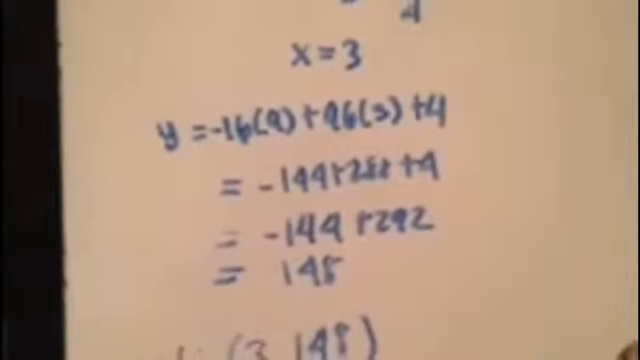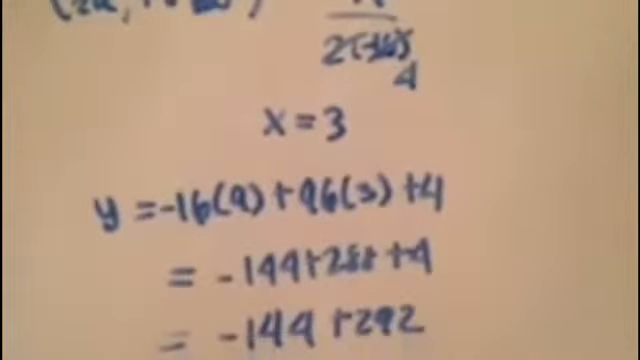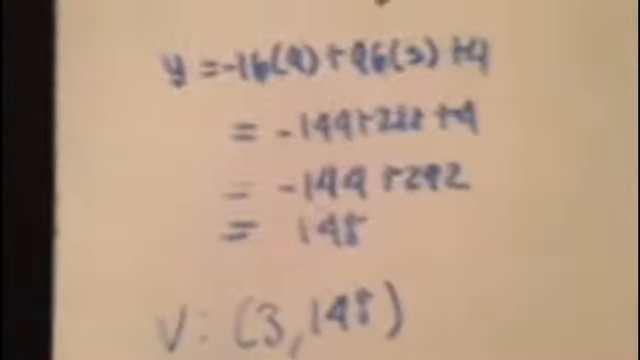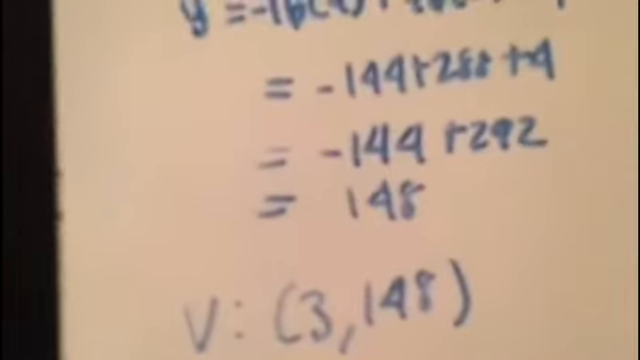And so now I have y equals negative 16 times 9, because over here it had t squared, so 3 squared is 9. So you have negative 16 times 9 plus 96 times 3 plus 4. And so you have negative 144 plus 288 plus 4. And then you have negative 144 plus 292, and that equals 148. So your vertex is now 3, 148.